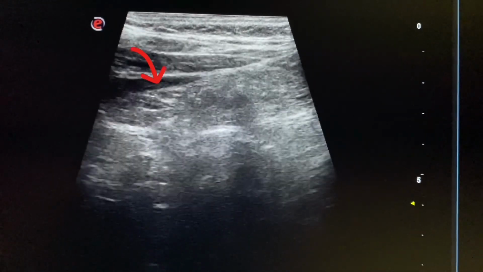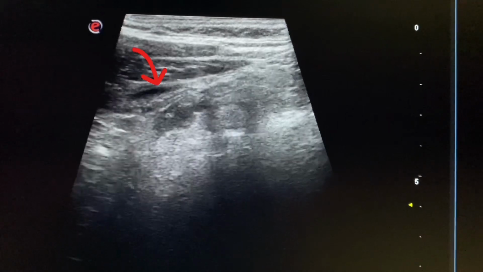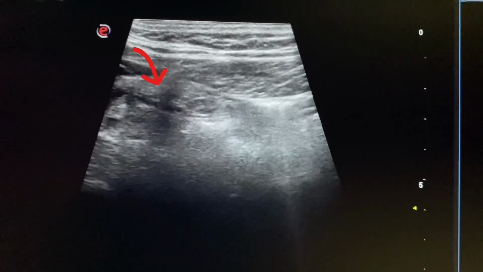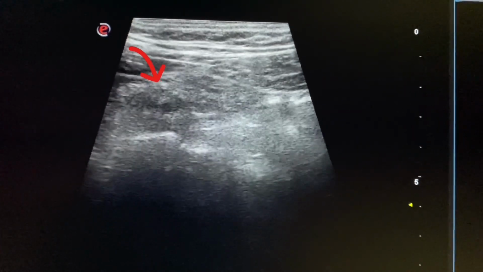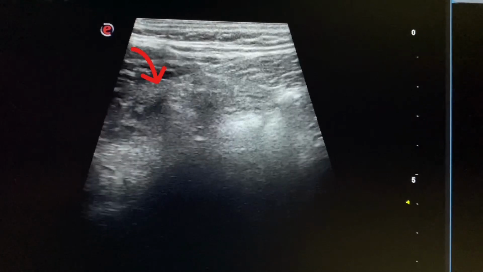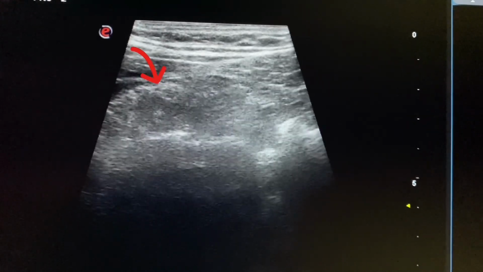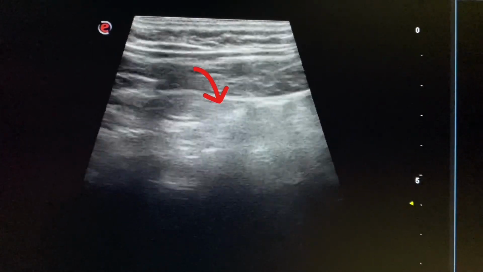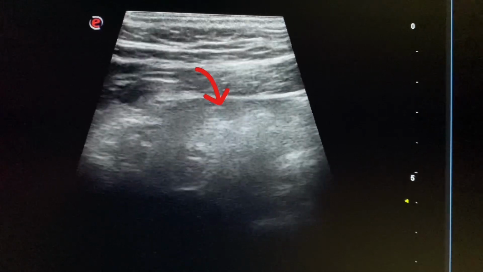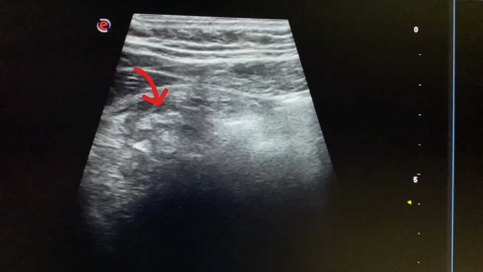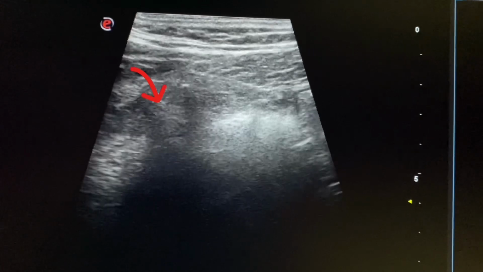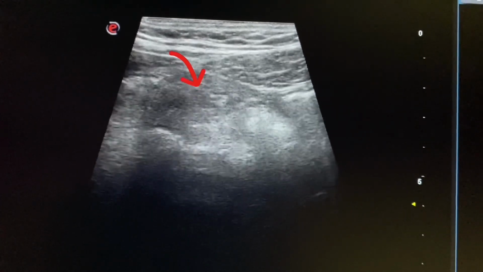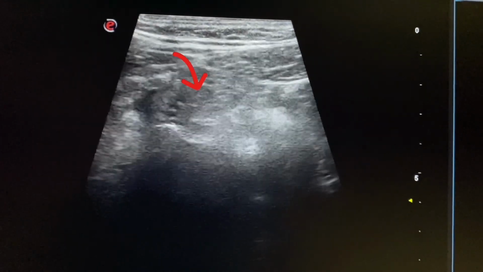Now we start scanning here around the cecum to locate the appendix. Now we fix the probe at that area and tilt up and down to see around the cecum to locate the appendix. Here we see the gases in the distal ileum and also in the cecum. So it also creates a hurdle to see the appendix around the cecum.